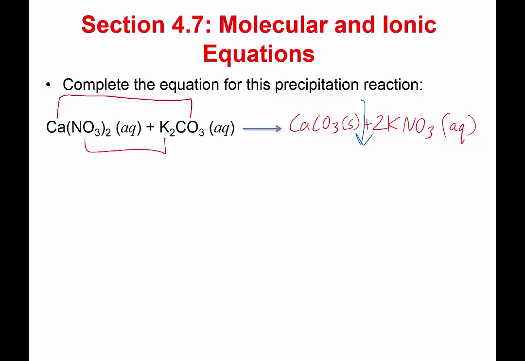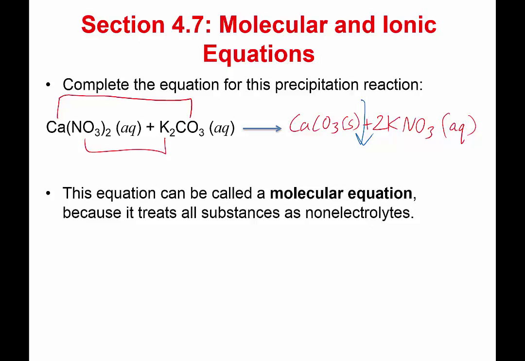But you might notice that there is a little bit of a problem with this equation the way it's written, and that's because we learned in the last video lecture that when ionic compounds dissolve in water, they dissociate into their ions. So this does not show the ionic compounds as being dissociated. So in effect, we're treating these compounds as if they were non-electrolytes or just molecules. And so we can refer to this equation as a molecular equation. We're treating the substances as if they were molecules, even if they're ionic compounds.